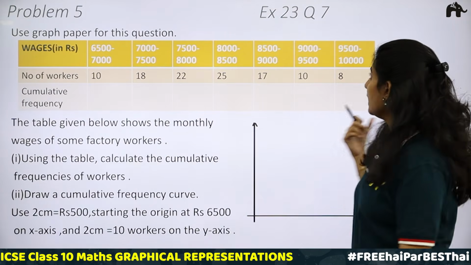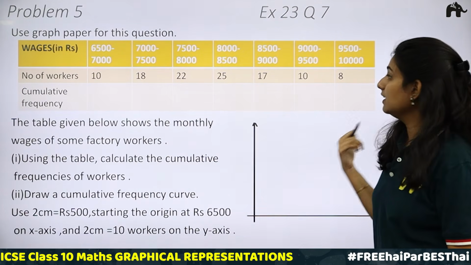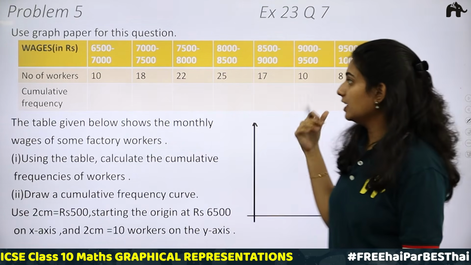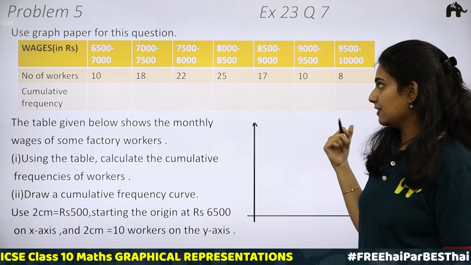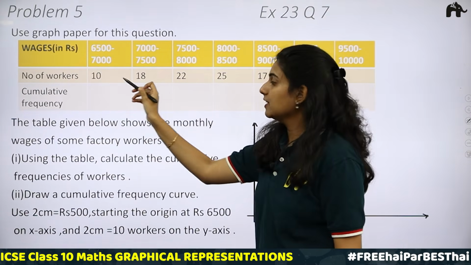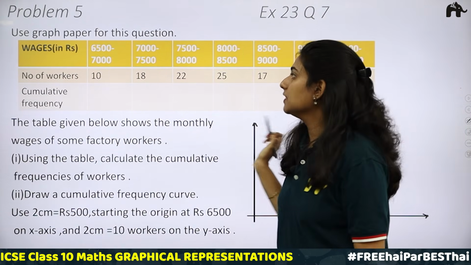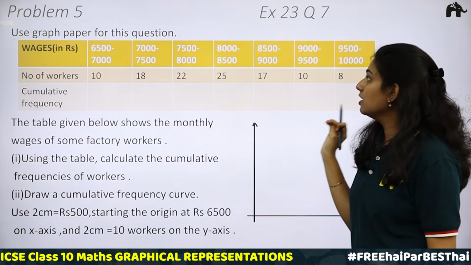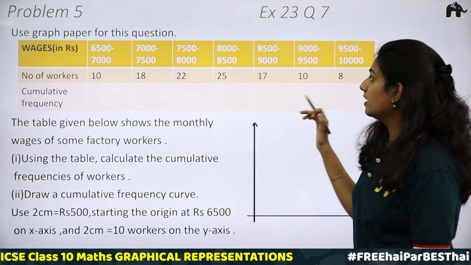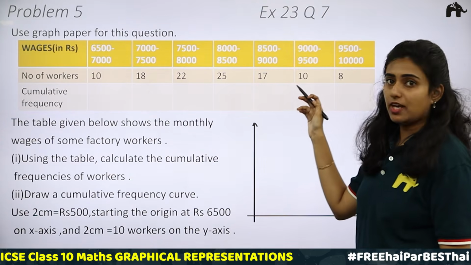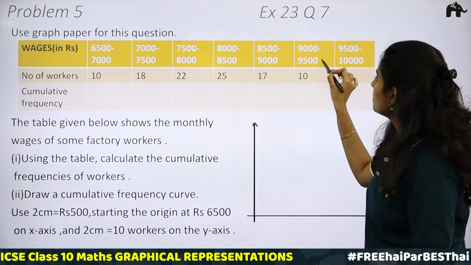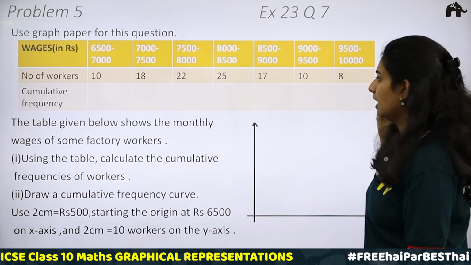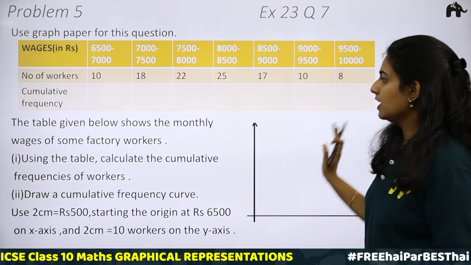Problem 5. Question 7 of exercise 23. Use graph paper for this question. Wages are given in rupees. A number of workers are given. 6,500 to 7,000: 10. 7,000 to 7,500: 18. 7,500 to 8,000: 22. 8,000 to 8,500: 25. 8,500 to 9,000: 17. 9,000 to 9,500: 10 and 9,500 to 10,000: 8. Okay, so these are the frequencies.